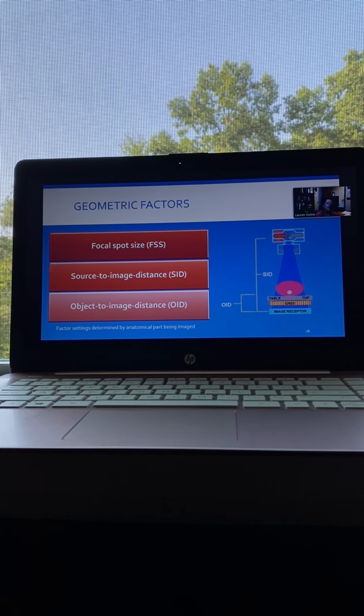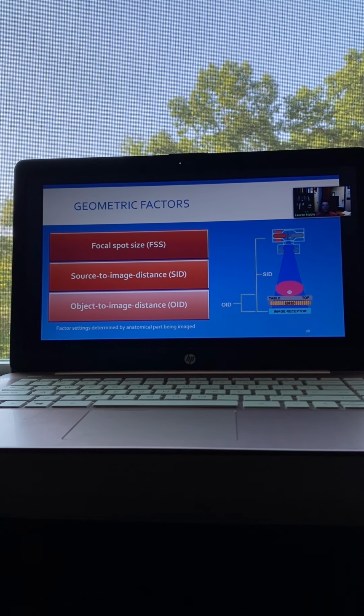Then the next category that impacts spatial resolution is what we call geometric factors. The reason these things are classified as geometric factors is because they do impact the geometry of the beam. Because the x-ray beam doesn't come down in just a straight point. The x-ray beam diverges out. So these three things impact how that beam diverges, and therefore have an impact on the level of spatial resolution.